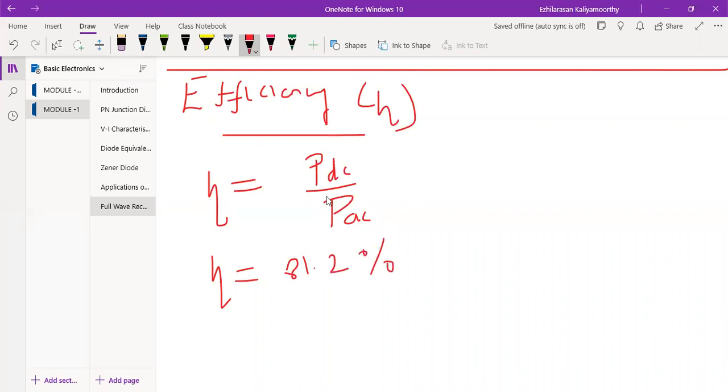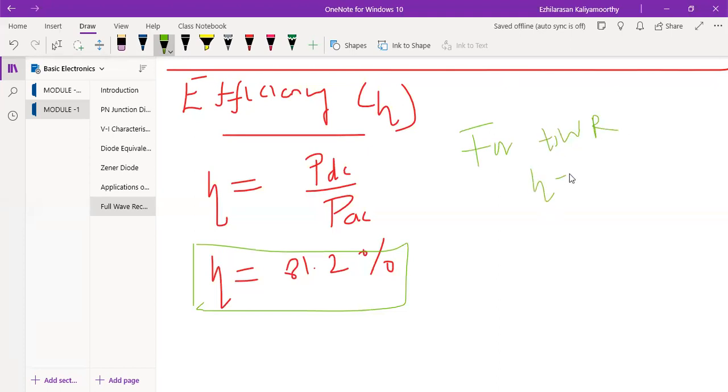81.2 percent. But what about the half wave rectifier? For the half wave rectifier, the efficiency was, I think 40.8, we got 40.8. So it is almost doubled in the full wave rectifier. The efficiency is good, but 81 is not that good actually.